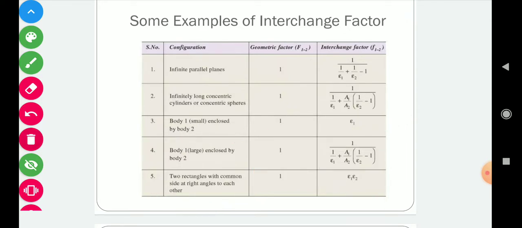So this is your homework: to calculate the interchange factor for different geometries.